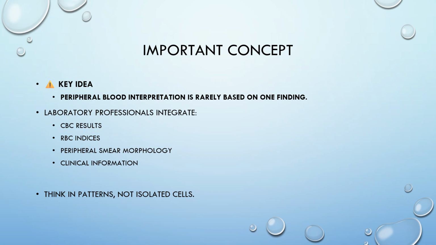And finally, we have clinical information. Symptoms, medical history, medications, or underlying diseases. When we combine all of those pieces together, we start to see a much clearer picture. So here's the key takeaway for you as developing laboratory professionals. Don't get stuck focusing on a single cell that looks unusual. Instead, step back and ask what pattern the entire population of cells is showing. Because in hematology, patterns tell the story. And once you start thinking that way, interpreting blood smears becomes much more logical and much less intimidating.